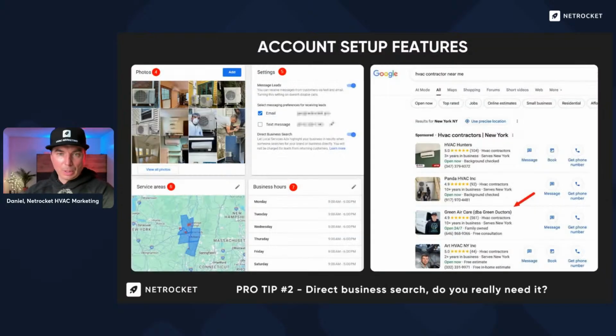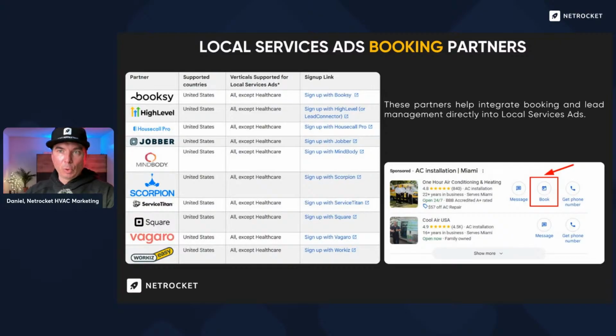So I'll continue with the booking partners. If you want to receive booked appointments directly into your CRM, these are the booking partners of local service ads. If you're using, I don't know, Go High Level or Housecall Pro or ServiceTitan or Workiz, you can definitely connect it, and you will have this feature, and your potential customers can book directly. And if anybody is using this, just share your experience, whether it works well for your business or not.